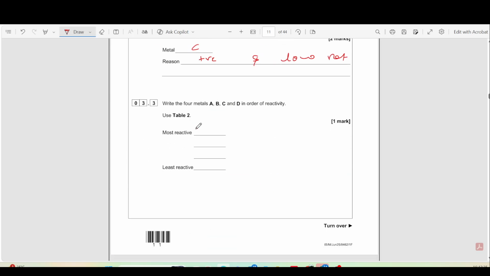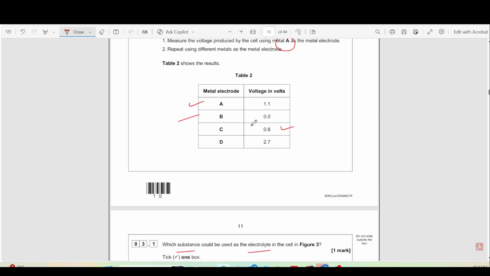Then it is asking which of these metals, A, B, C, and D, is in the correct order of reactivity. The higher the voltage produced when paired with a standard electrode like copper, the more reactive the metal is. So you can see the highest voltage is D, so D is more reactive.